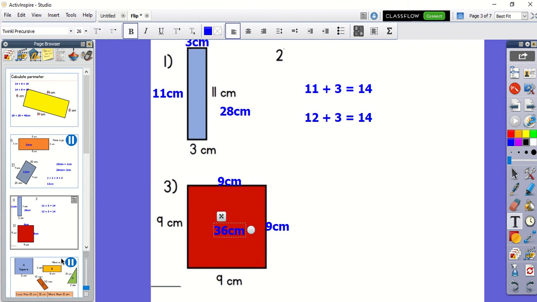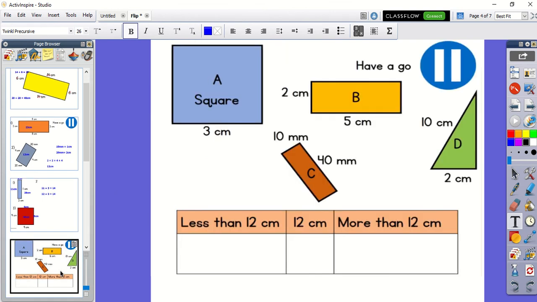Now that we've gone through a couple of examples, we've got this question here. Not only are you going to solve the perimeter with these questions, I want them sorted into this table. If their answer is less than 12 metres, they go in here. If the answer is exactly 12, they go in here. And if the answer is more than 12, they go in here. Have a go.